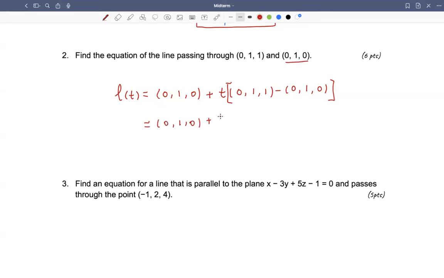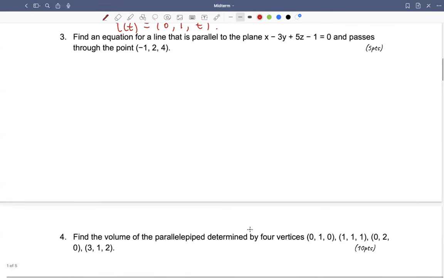So (0, 1, 0) plus t times this one: 0 minus 0 is 0, 1 minus 1 is 0, then 1 minus 0 is 1. You can keep it in this form, or simplify by adding those two vectors to get (0, 1, t). You may have different vectors because I chose this direction. You may choose this one as the initial vector and this as the end vector, so your answer is a little bit different, but it's still right.